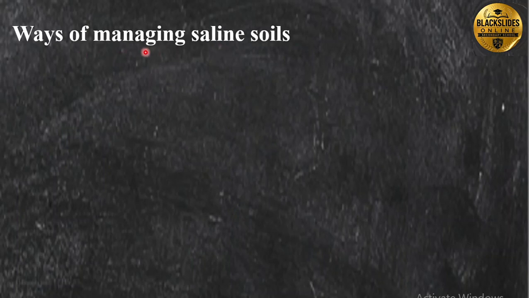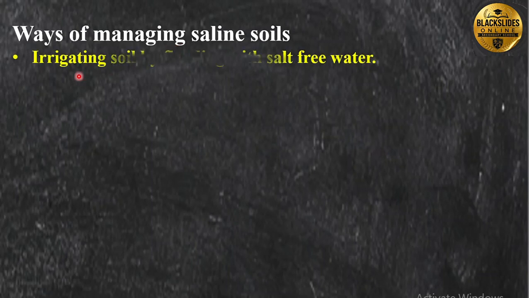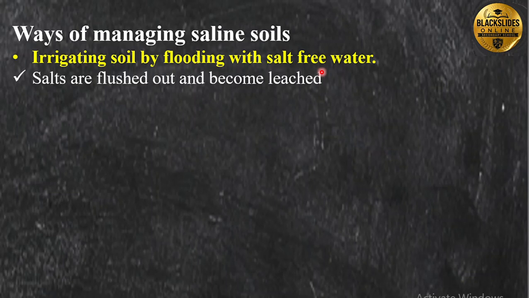How do you manage the saltiness of soils? We can manage saline soils by irrigating the soil, by flooding with salt-free water. By simply flooding the soil with salt-free water, that can reduce the amount of salts in the soil. So salts are flushed out and become leached by the water. So one way is irrigation.